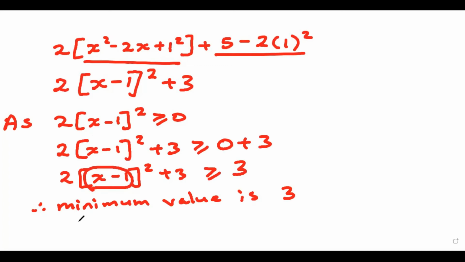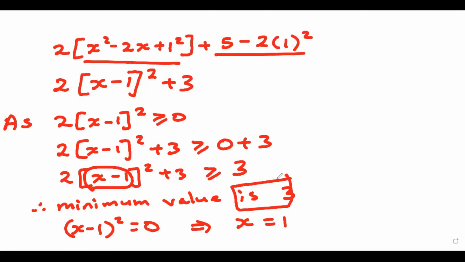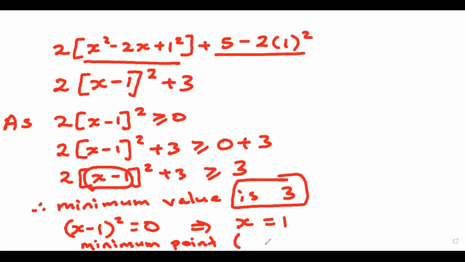So you'd have (x minus 1) squared equals 0, and that only occurs when x is equal to positive 1. So the minimum value is 3. That means the minimum point, which is a coordinate, is where x is 1 and y is 3. So that is (1, 3).